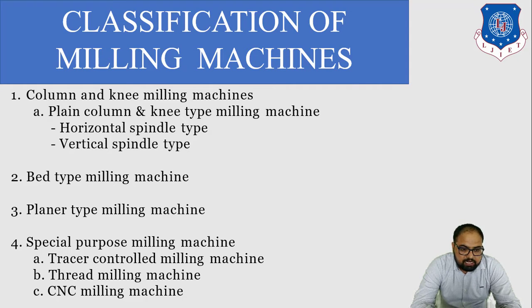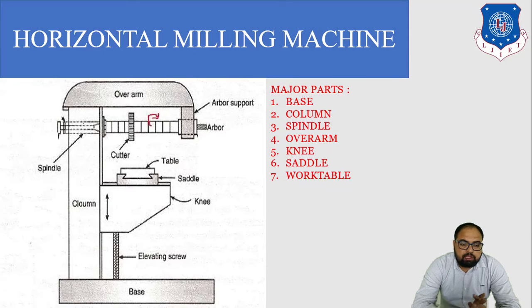The second is the bed type milling machine. Third is the planer type milling machine. Fourth is the special purpose milling machine. In special purpose milling machines, there are types like CNC milling machine, thread milling machine, and tracer control milling machine. So we will perform some experiments on the horizontal milling machine.